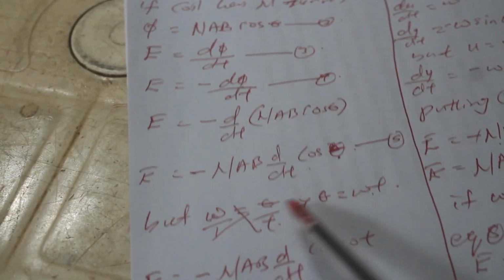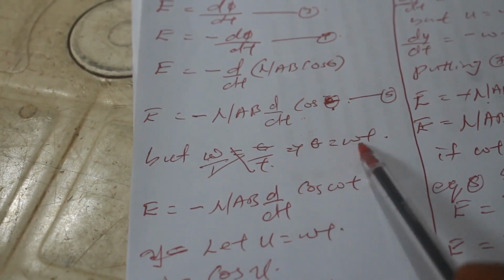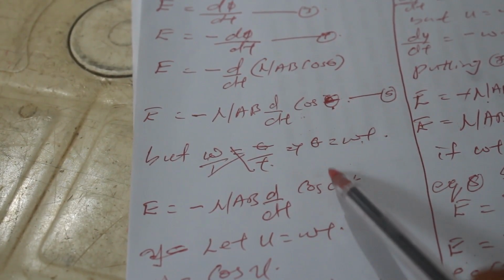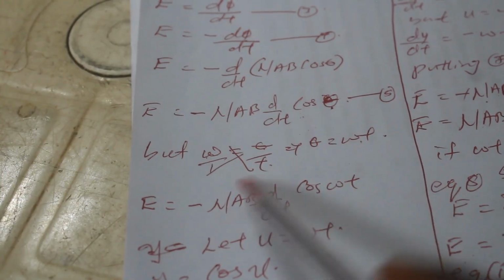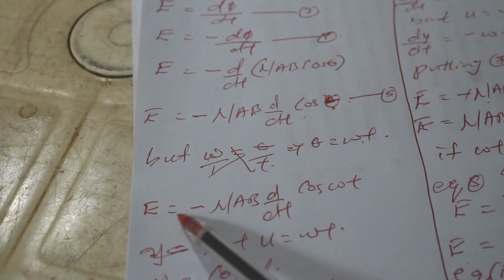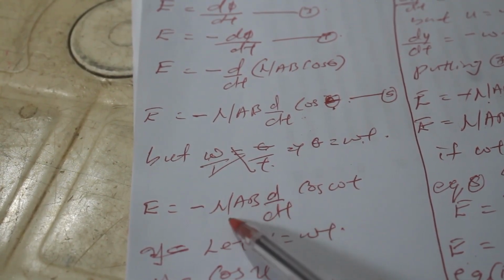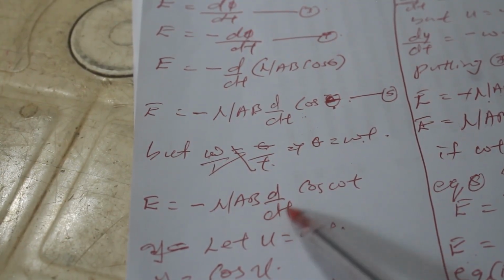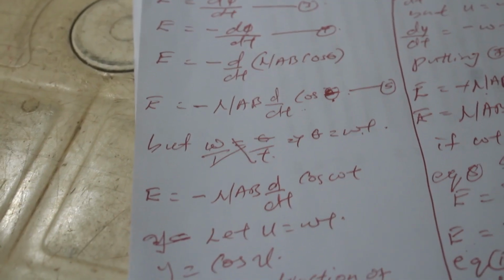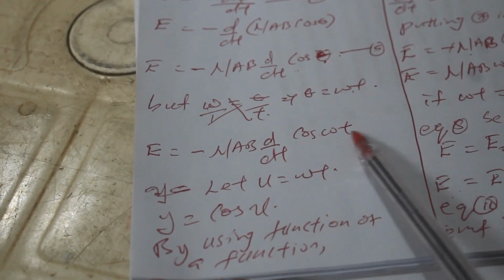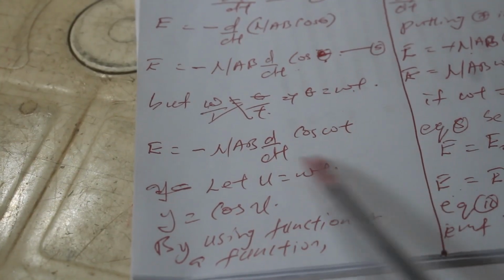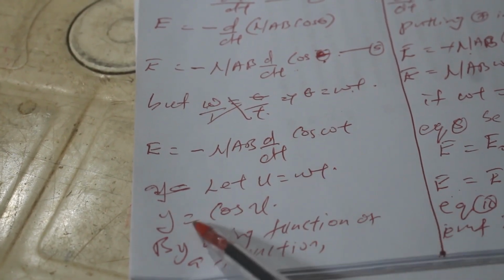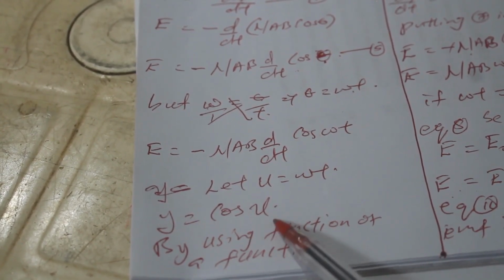Now, remember that theta is equal to omega t. That means we remove theta and put omega t inside. We want to bring out a time-dependent equation. So we have E, the induced EMF, is equal to minus NAB d/dt of cos omega t. Now we say let u be equal to omega t, and y is going to be equal to cos u, because this is a differential equation now.